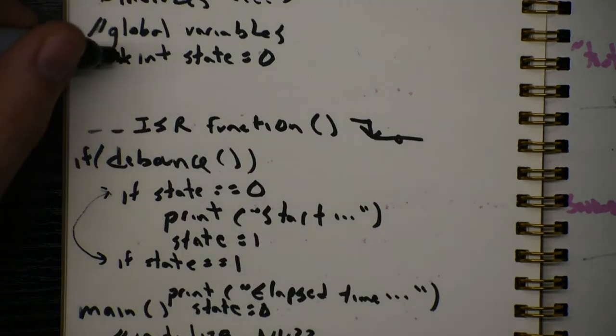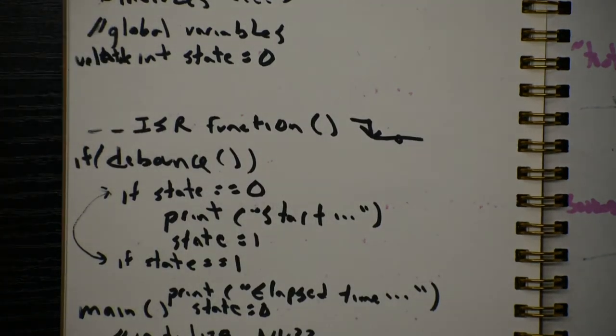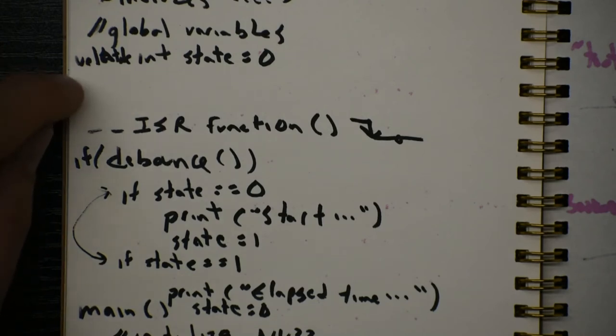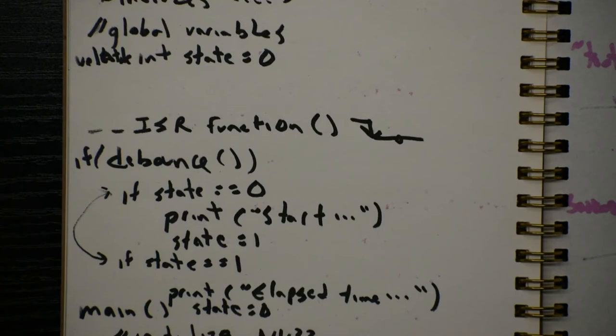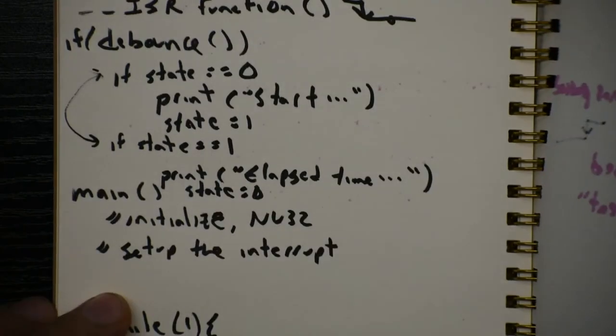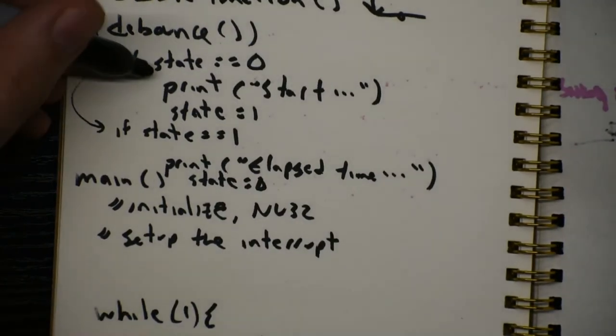So that tells the compiler don't ever stick this in the cache, so that we don't accidentally use two different values of it from the ISR and while loop. So that's a good tip for any variable that's used inside of an ISR. Always declare it volatile. Okay, so the first time the button is pushed, we'll print start.